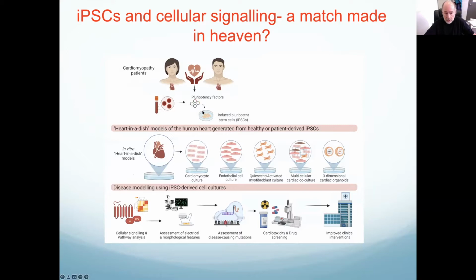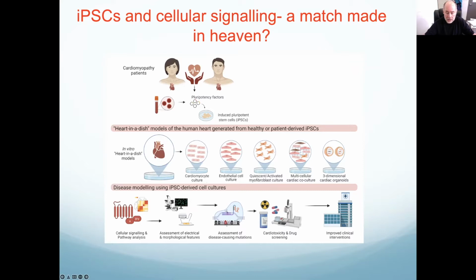So we now can get patient-derived blood samples, turn them into iPSCs, and then turn them into different types of cells that are important in the myocardium. And then ultimately, we want to mix them together and make co-cultures and then three-dimensional organoids that would better reflect the actual changes in the organ itself. We're not quite there yet. We're still trying to work out the cardiomyocyte cultures themselves.